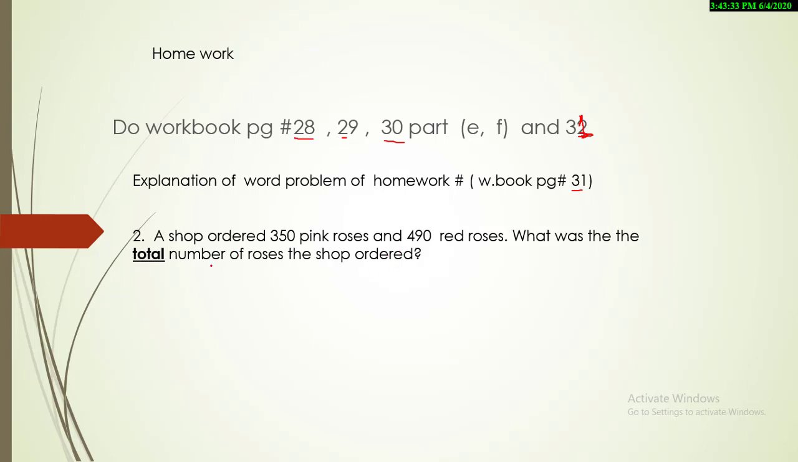What you are going to do is write down the data. You will write down pink roses 350, red roses 490. Then you will write down total number, and then put the question mark. You will add these two numbers, and then write down the answer in your workbook. This is the work of the day.